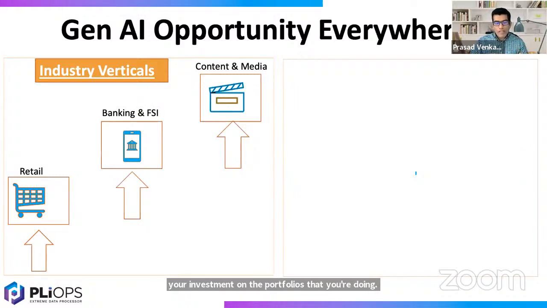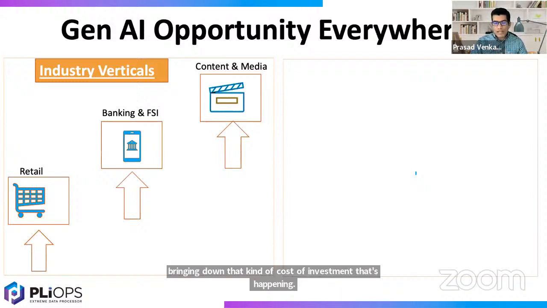One of the McKinsey reports says that banking and FSI has seen almost a 30 to 40% reduction in operational cost by adopting generative AI. What does it mean? Typically, the IT spend of banking and FSI is directly proportional to the revenue they're generating. So imagine that using this technology, you're bringing down that cost of investment. That's a significant upside for the banking industry.